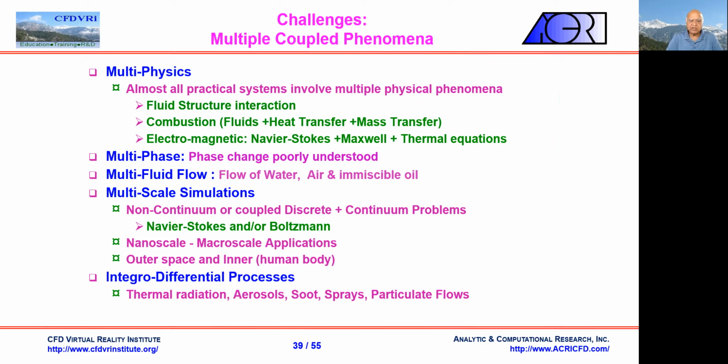Another type of phenomena which creates problems for us is what I call the integro-differential processes. These are processes where practically one kind of energy is coupled to every other point in the space. Thermal radiation is a good example, where each point in space radiates to the others. Aerosols, droplets coalesce, droplets break down, droplets move at different speeds, and things of that nature. Soot, sprays, particulate flows are good examples where we need to do an integral over the whole space or over a part of the space to understand what's going on.